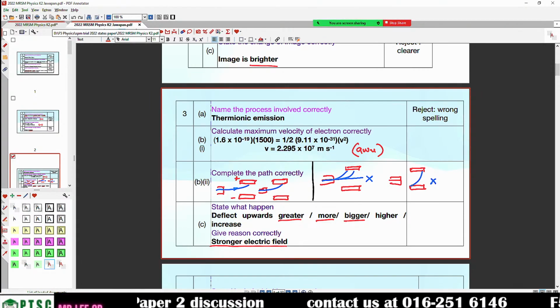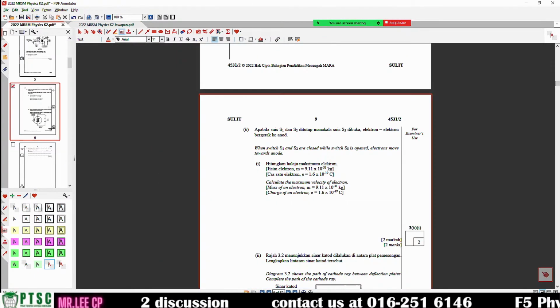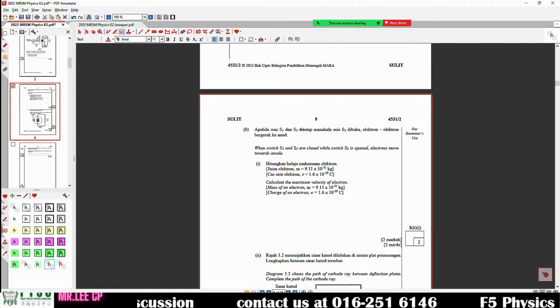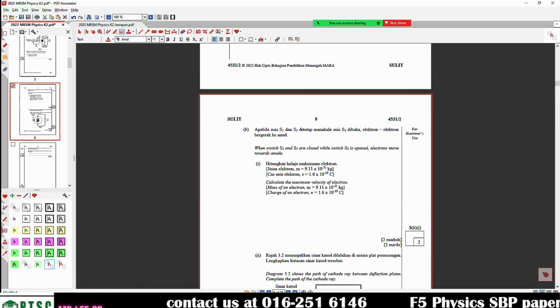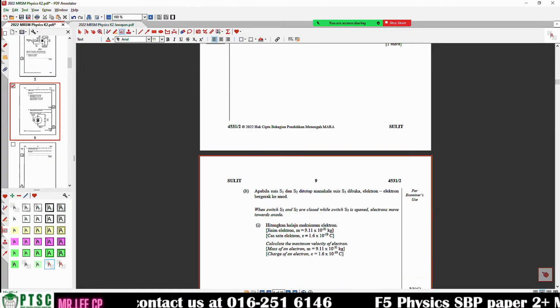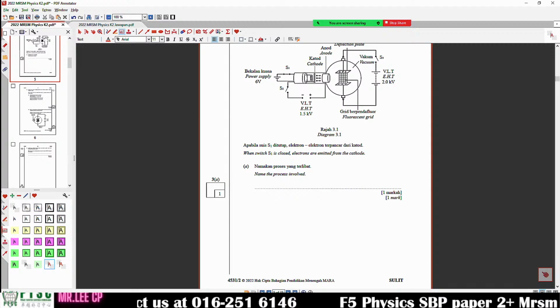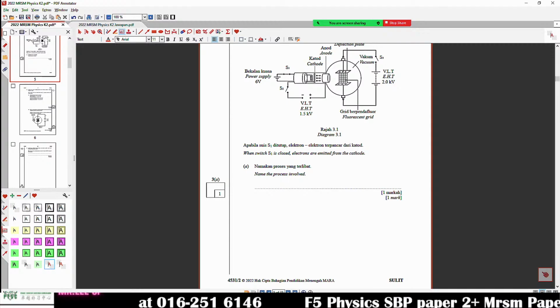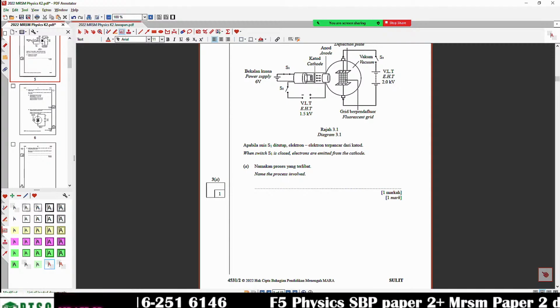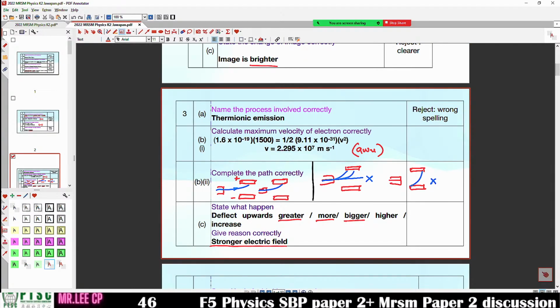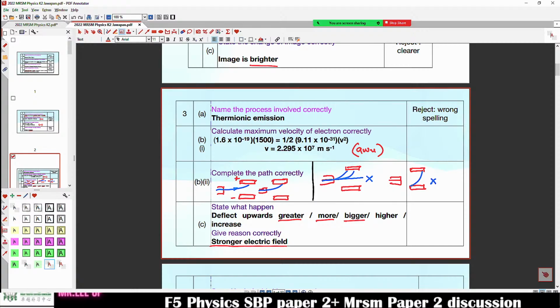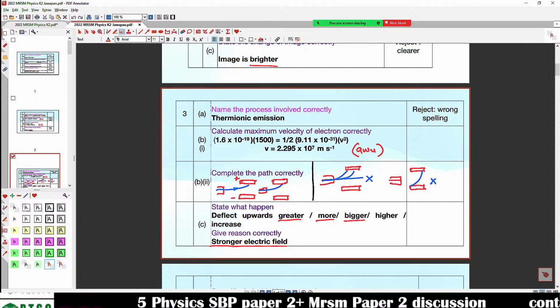Alright, this is how we do it. eV: E we got, 1.6 times 10 to the power of minus 19. Half m, m we got. And V is the voltage here, 1.5 kilo. Kilo is 1,000, so 1,500. So eV is half mv squared, and then press properly.